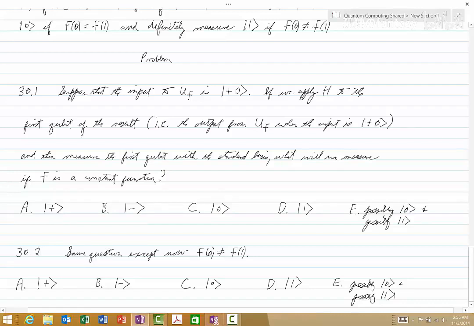And then 30.2 is exactly the same question, except in this case, we're considering what would happen if f of 0 is not equal to f of 1. And so now f is not a constant function. And again, if that were the case, and we did all of this, then what would we measure? Would we definitely measure plus, definitely measure minus, definitely measure 0, definitely measure 1, or might we be in a situation where we could possibly measure 0 and also possibly we might measure 1?